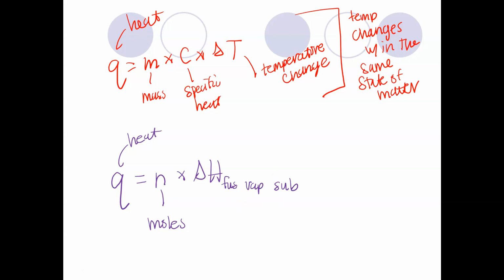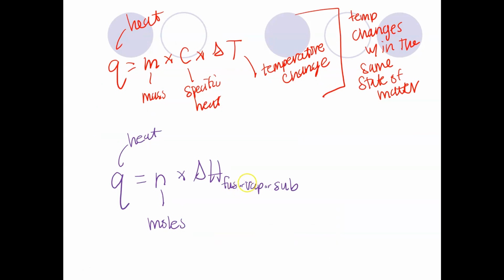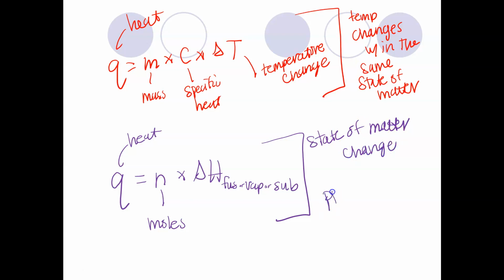So I'm going to change this. It'll be fusion or vaporization or sublimation. Because these numbers are in kilojoules per mole. So for water, it takes 41 kilojoules per mole to boil it. So this equation just lets us cancel out the unit moles by multiplying it by the number of moles to get our answer in kilojoules. This is the equation we use when we do a state of matter change, which more concisely are called phase changes.